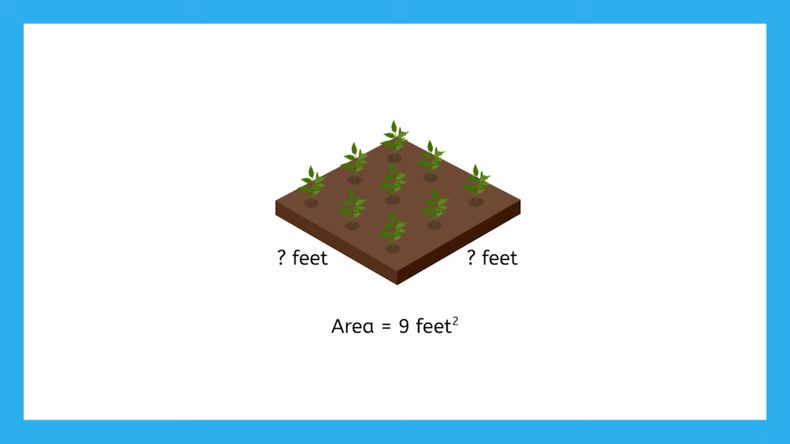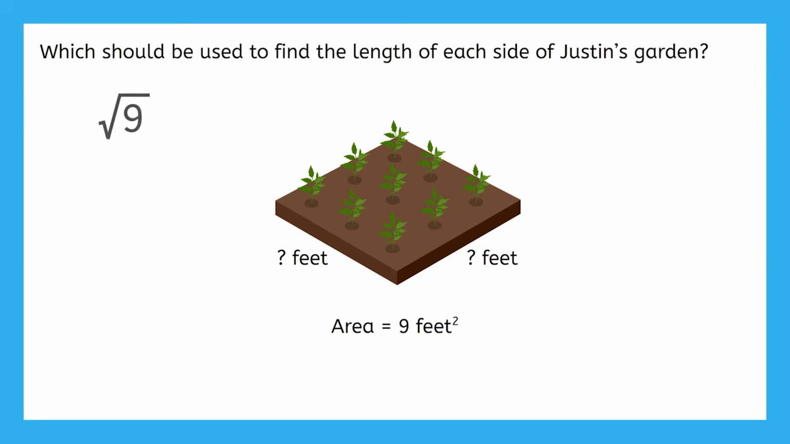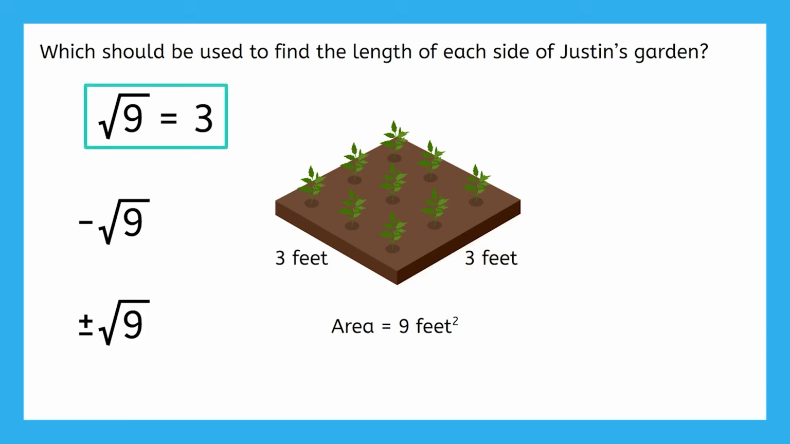Let's think about my garden again. If I was using the square root to determine how long each side should be, should I find the square root of 9, the negative square root of 9, or plus or minus the square root of 9? Have you ever measured something with a ruler or a tape measure and gotten a negative length? No. When we measure the length of a physical object, the measurement is positive. I need the square root of 9, which equals 3.